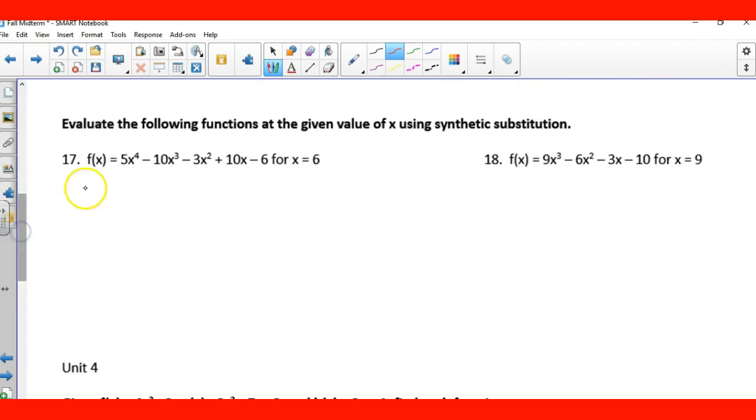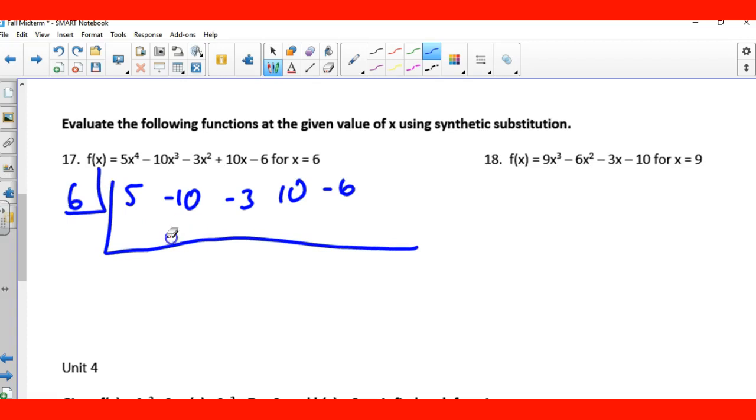And number 17, it says evaluate the following functions of the given values and set that in division. So x is 6. So we have 6. And then we have the coefficients 5, negative 10, negative 3, 10 and negative 6. So you bring down your 5. 5 times 6 is 30. Negative 10 plus 30 is 20. 20 times 6 is going to be 120. Negative 3 plus 120 is going to be 117.